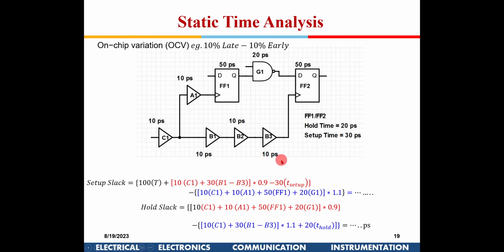So that we should not allow to happen. Generally, we'll always cater our design in such a manner that even the worst case scenario is taken care of. Now for the hold slack, first I will see this 10 from C1, and this is the data which is coming, fastest path of data: 10 plus 10 plus 50 plus 20, right? Now I am going to make it fast, I'm going to reduce that delay, so I'm going to put 0.9 here. And then clock I am going to make it slower. So that is the worst case scenario.